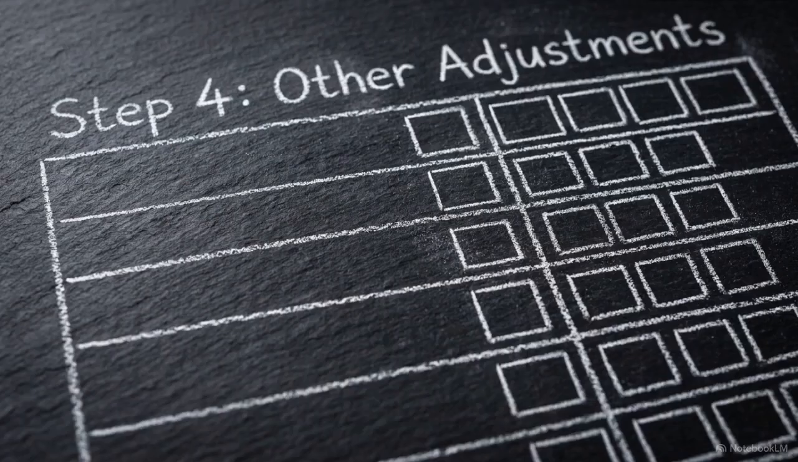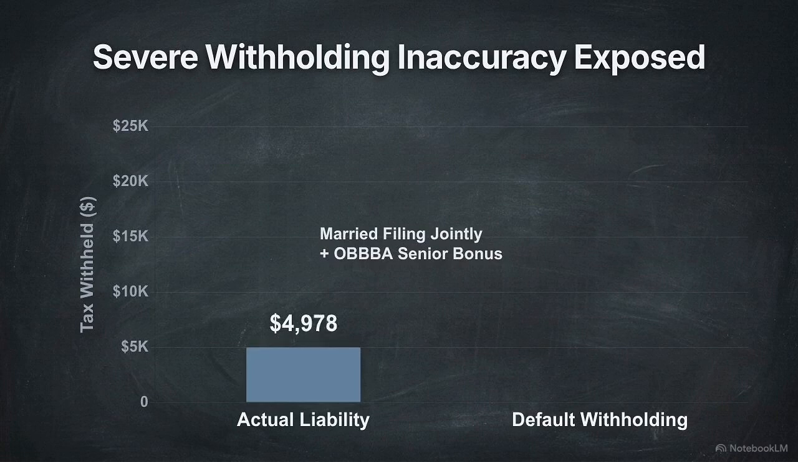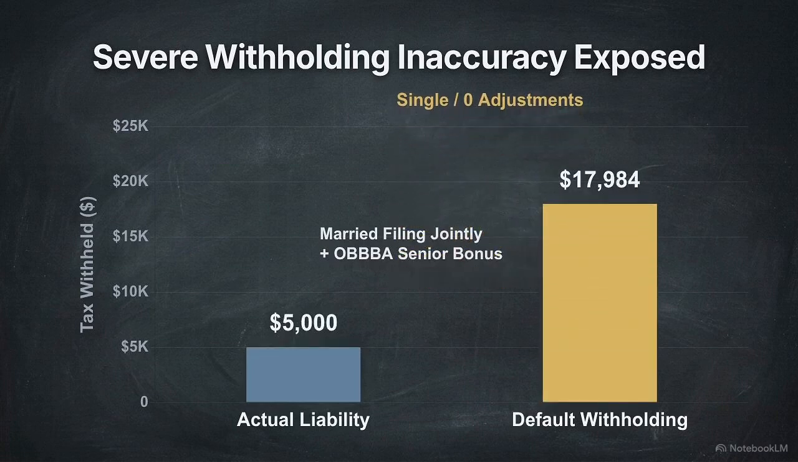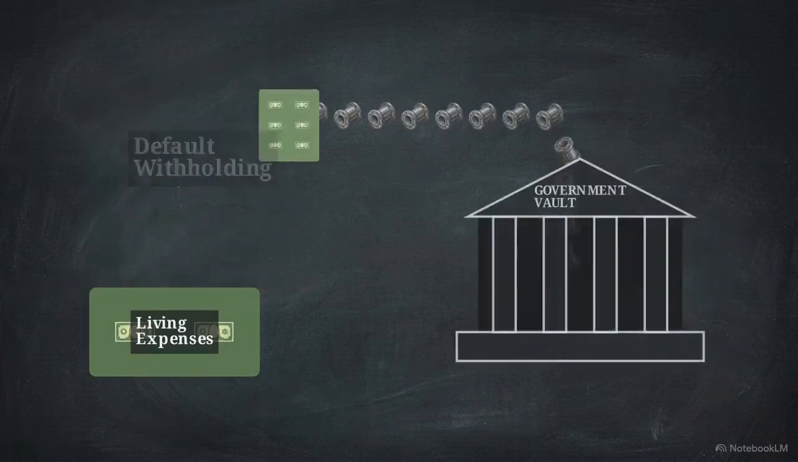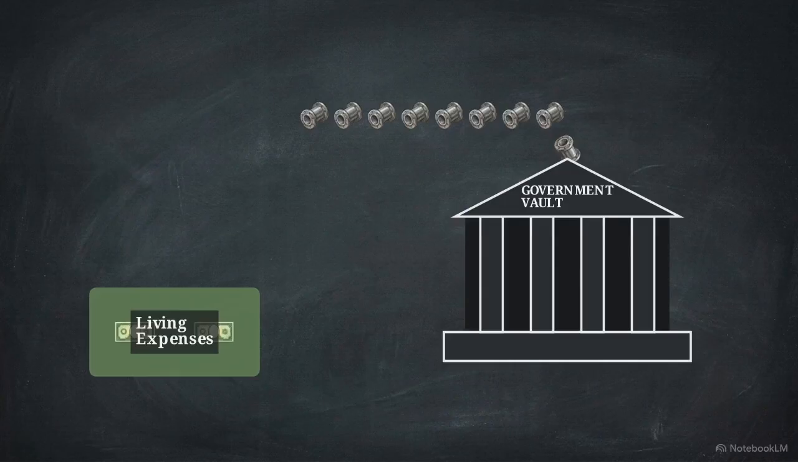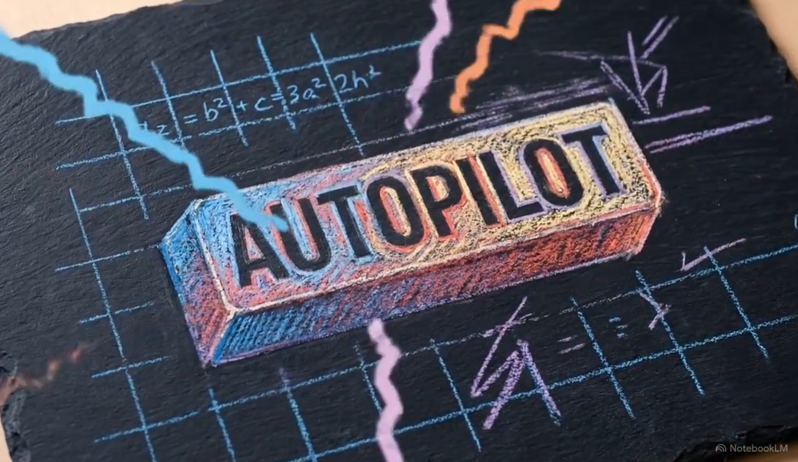If you are married, or if you qualify for the OBBBA Senior Standard Deduction, which adds a $6,000 bonus, this default setting calculates your tax liability with severe inaccuracy. Relying on the default means your pension payer will either massively overwithhold, giving the government an interest-free loan from your cash flow, or severely underwithhold, triggering an IRS penalty for failing to pay enough throughout the year. Leaving your pension withholding on autopilot ensures a cash flow drain today or a surprise tax bill in April.